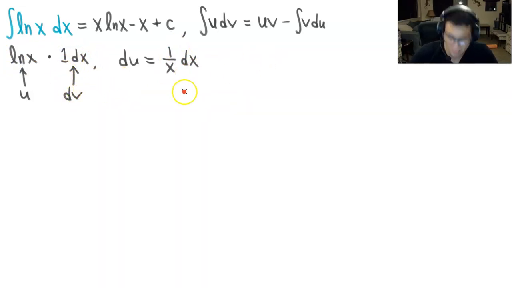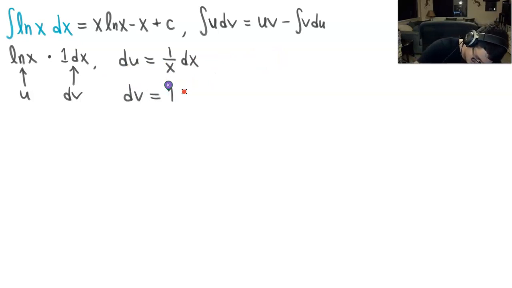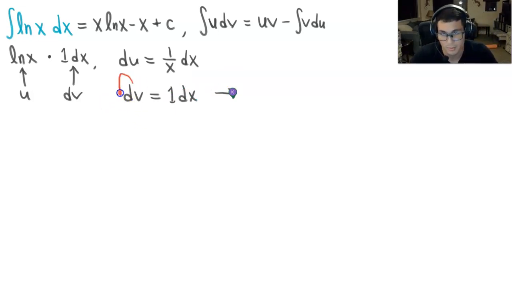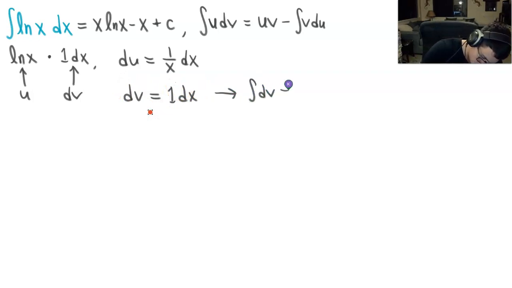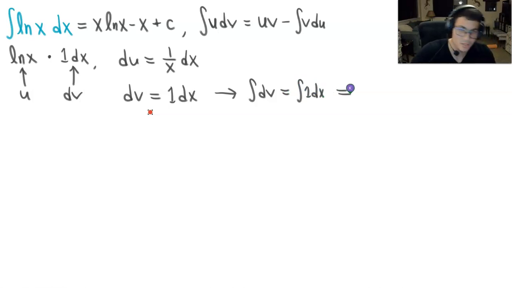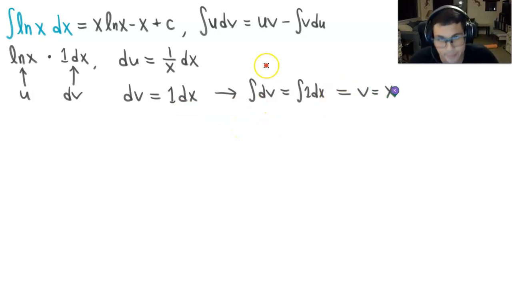Okay, so we want v. Well, we have dv is equal to 1 dx. But if we want v, then we just must integrate both sides. So we take the integral of this and the integral of this. So dv is equal to 1 dx, and that is just another more complicated way of saying v is equal to x. So we have v, we have dv, we have du, and we have u. We have everything we need to complete this integration by parts formula.